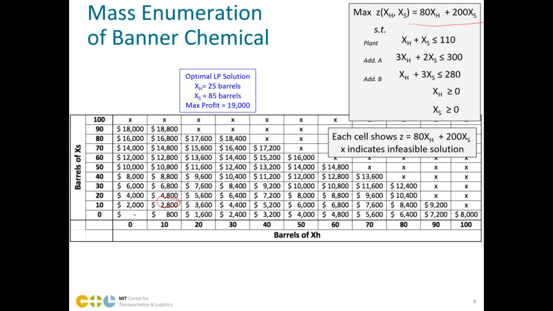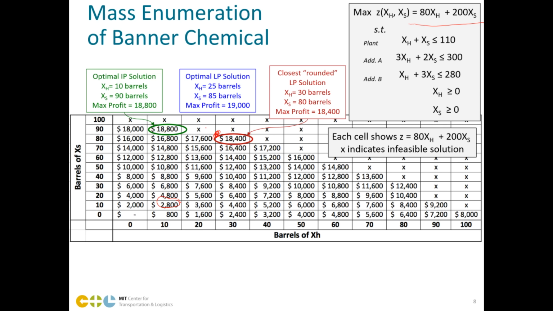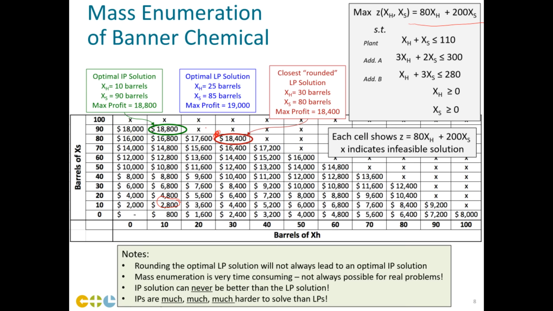My original LP or linear program solution was producing 25 and 85. It's this dot right here, which I can't use, right? I can't use that because I have to produce in lots of 10. And the rounding solution we found was here with 30 of the high and 80 of the supreme. However, if you look at this, the real solution is up here, where I have 10 barrels of high and 90 barrels of the supreme for a max profit of 18,800. So this points something out. Simple rounding doesn't work. Sometimes it does, oftentimes it doesn't.